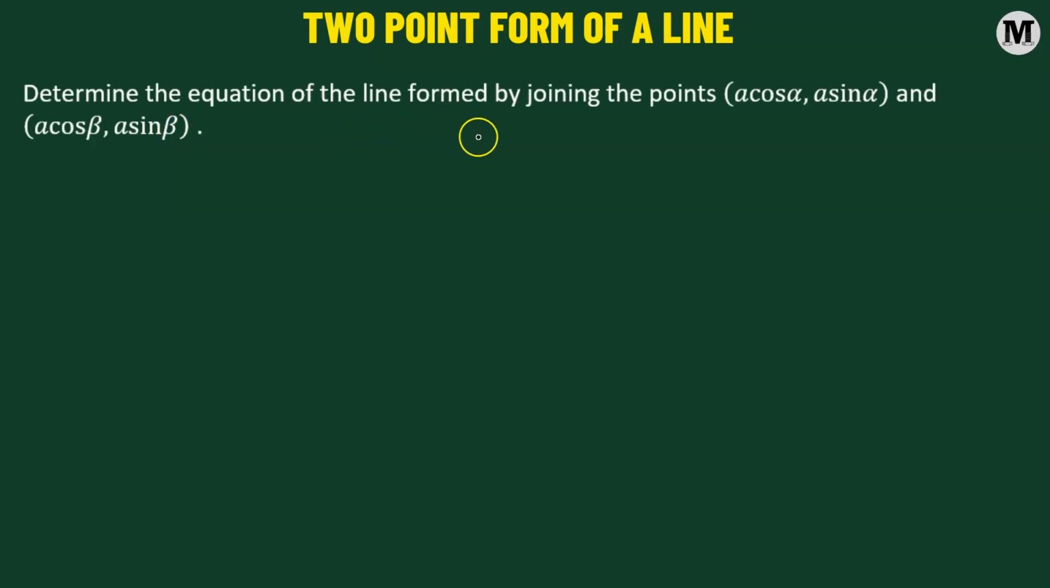Determine the equation of the line formed by joining the points a cosine alpha, comma a sine alpha, and a cosine beta, comma a sine beta. Fine. So let us begin.